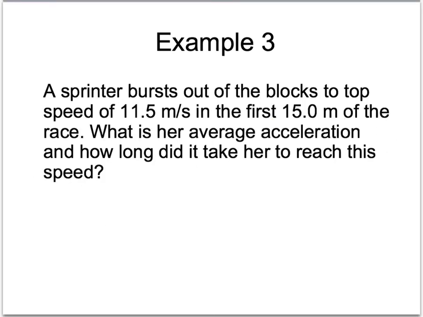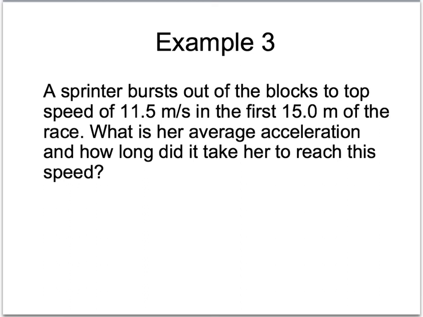All right, a sprinter bursts out of the blocks to top speed of 11.5 meters per second in the first 15 meters of a race. What is her average acceleration, and how long did it take her to reach this speed? All right, this time we're actually going to use 2 of the equations, because first it asks what is her average acceleration, then it asks how long did it take her to reach this speed. So let me point out to you the 2 equations I think we should use and how we'll get there.